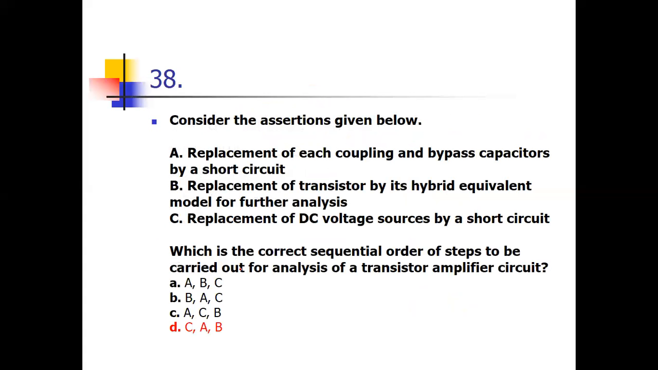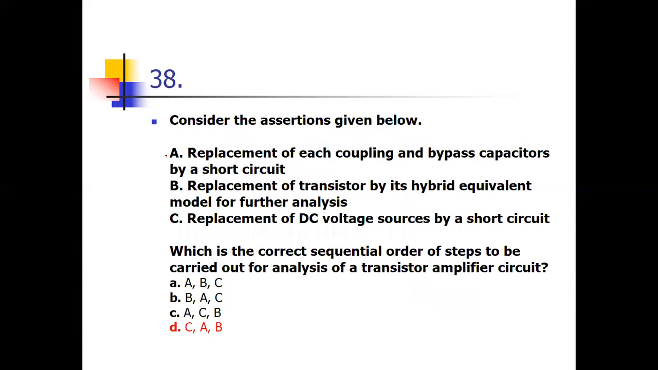Consider the assertion given below. First point is replacement of each coupling and bypass capacitance by short circuit, replacement of transistor by hybrid equivalent model, and replacement of DC voltage source by short circuit. These are the steps for the small signal analysis. But what is the sequence?